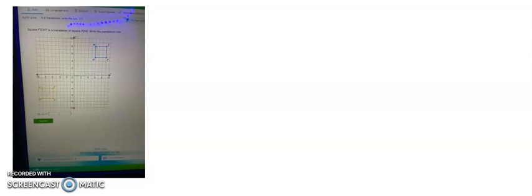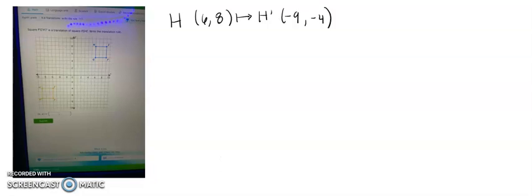Okay, so what you want to do is write a translation rule. The way you should do it, you're going from H, I, G, and F to H prime, I prime, G prime, F prime. So first you write down the coordinates of H. H is (6, 8). And then you write down the coordinates of H prime. H prime is (-9, -4).